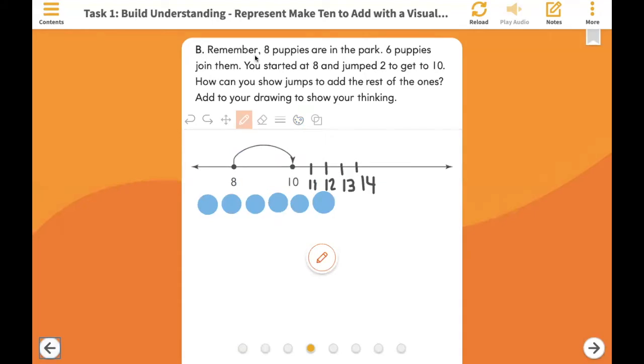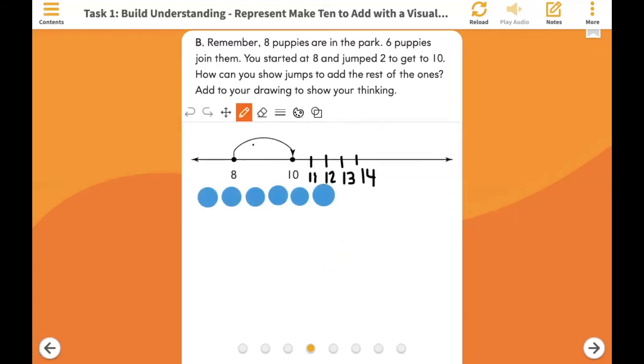Letter B. Remember, 8 puppies are in the park. 6 puppies join them. You started at 8 and jumped 2 to get to 10. How can you show jumps to add the rest of the ones? Add to your drawing to show your thinking. So in my picture here, I drew my 6 circles. Like it says in the problem, you started at 8 and jumped 2 to get 10. So I borrowed 2 from this number 6.